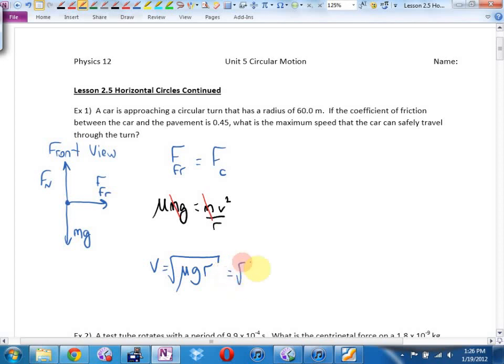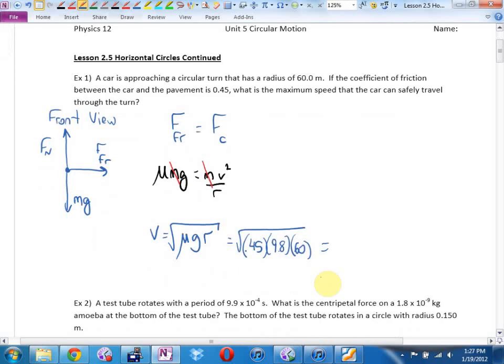It's going to be 0.45 times 9.8 times 60, square root of that. How fast could we go around a circle? What'd you get, Brandon? I think it's in the 16s. 16.2 or 3, which way rounded off properly? 16.3 meters per second.